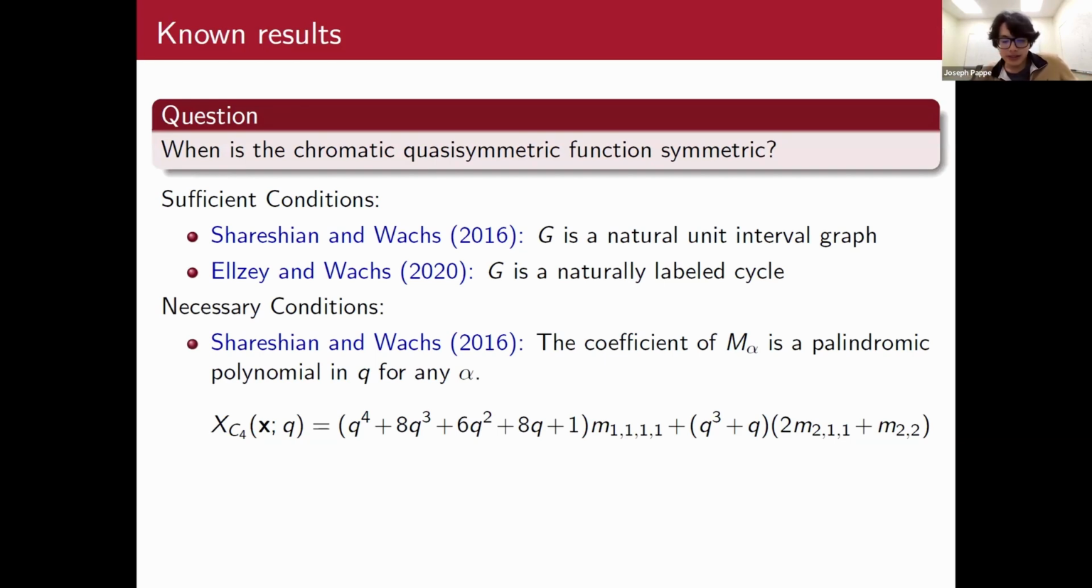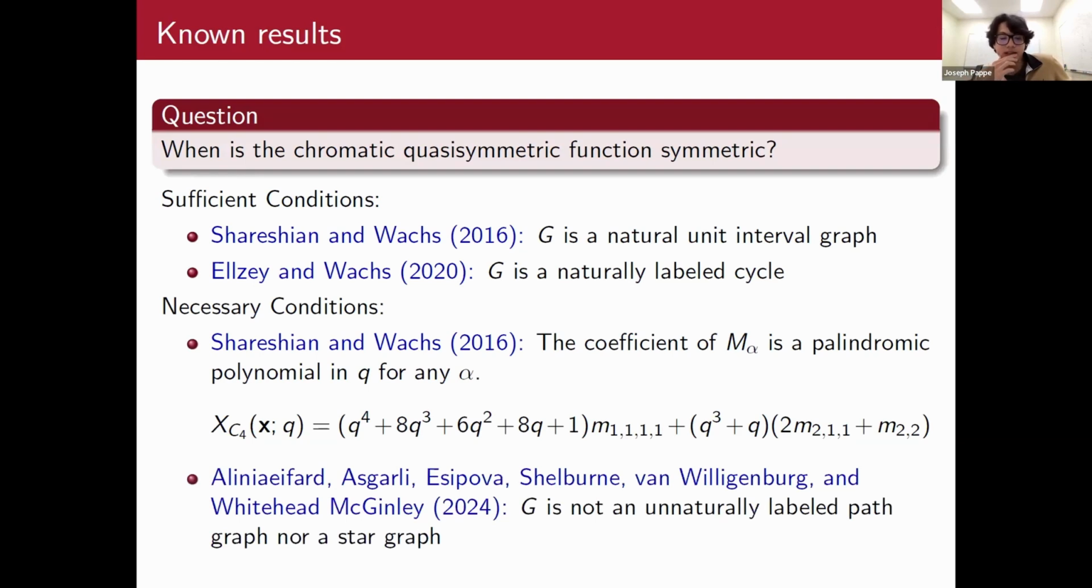And while working on this project, another necessary condition was given, which is that G cannot be an unnaturally labeled path or a star graph. But this is really all that was known in the literature. So our question is to expand upon this list.